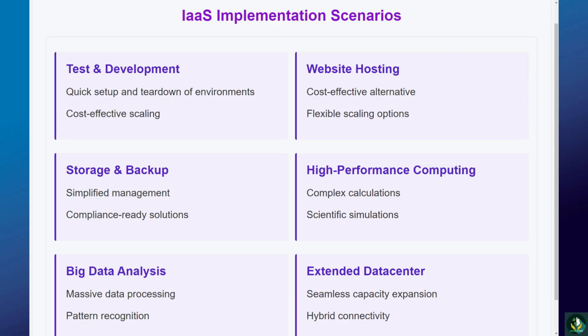Extended data center capabilities through IaaS offer a practical solution for organizations looking to expand their existing infrastructure. Rather than investing in physical hardware and facility space, organizations can seamlessly extend their data center into Azure. This hybrid approach provides additional capacity while maintaining integration with existing systems. The ability to connect physical and cloud networks creates a unified computing environment that combines the benefits of both worlds.